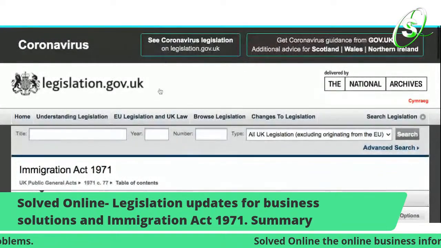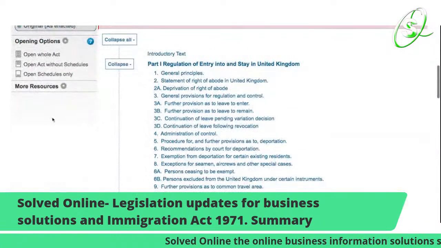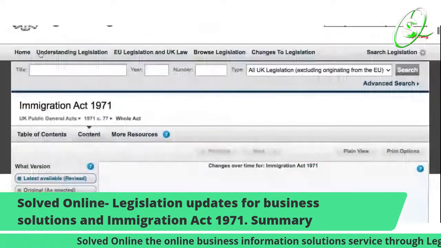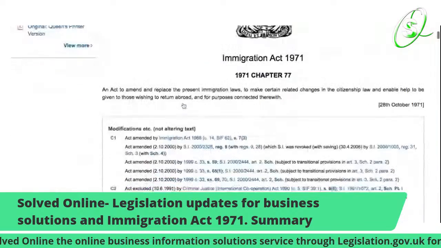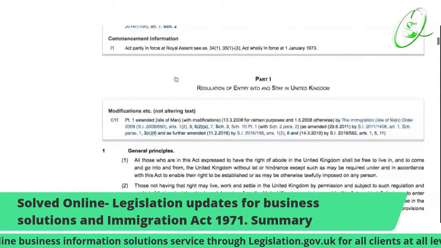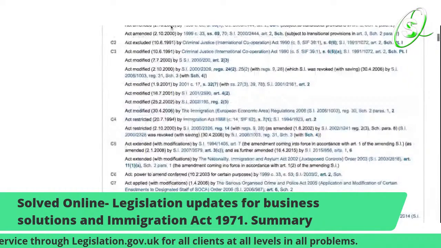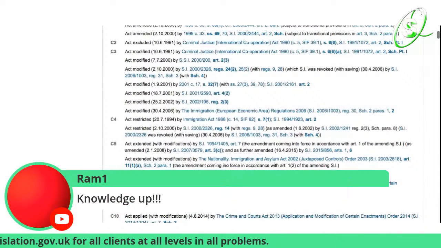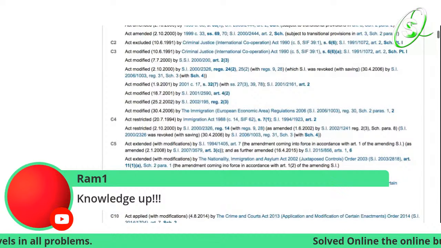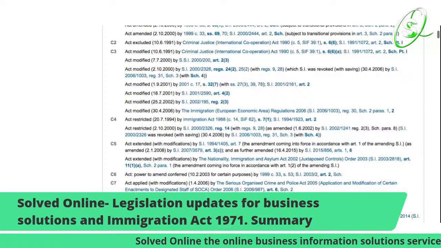Yeah, so we're gonna click into the main, and then we're just gonna briefly run through, like I say, the first part of the actual act. And like I say, it's very important. So yes, also Ram one as well. Yeah, big up, knowledge up. So big up, my brother.